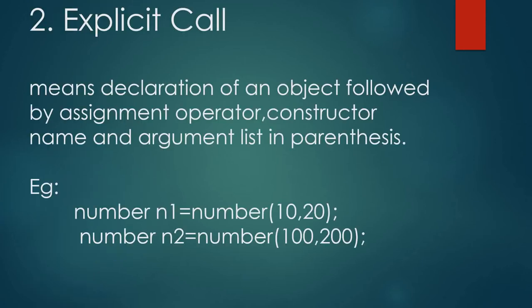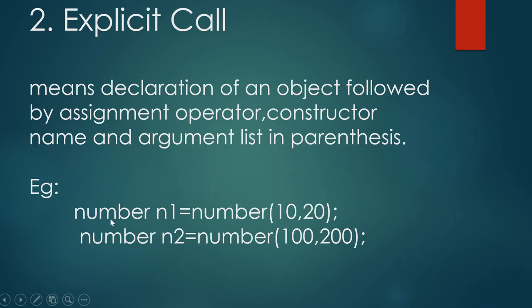Next method, explicit call. Explicit call means declaration of an object followed by assignment operator, constructor name and argument list in parenthesis. Parenthesis means bracket. Then which is the assignment operator? Equal to is the assignment operator. First we consider this example. According to this example, we can tell the definition.